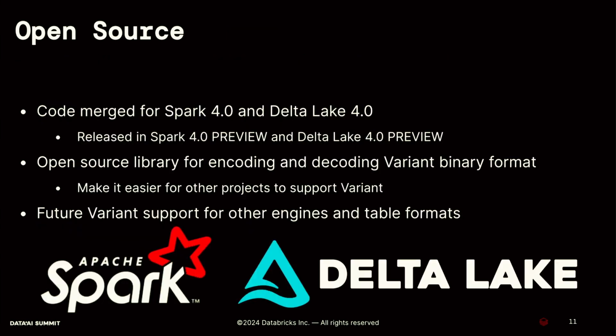So a little bit more details on the open sourcing. Like I mentioned before, we've open sourced all of our code. Everything has been committed and merged to Spark 4.0 and Delta 4.0. And for released versions, I think Spark 4.0 and Delta 4.0 preview versions have been released recently, maybe in the past few weeks. So you can check it out already today in those versions. We also have an open source library that deals with the binary format and it can encode and decode. And it makes it much easier for other projects to easily support the variant data type. And we're actually looking forward to adding support for this variant data type in other projects in the future.